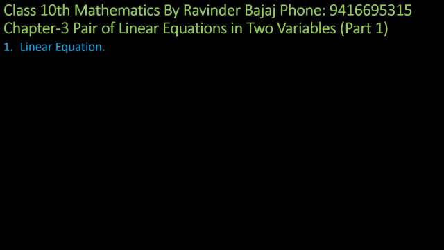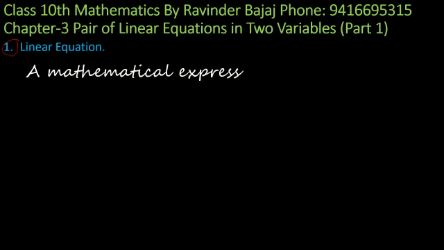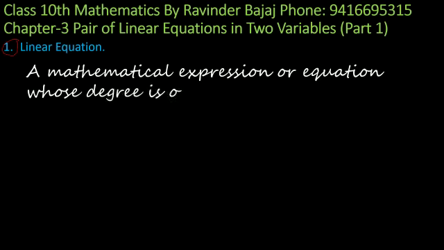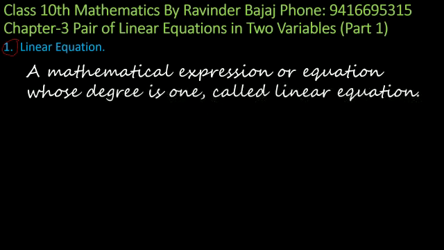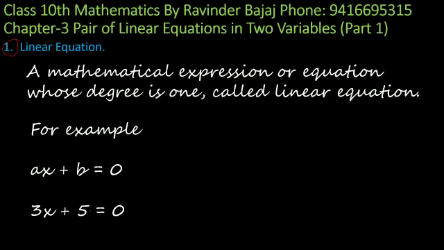The first point is linear equation. Just now I told you a linear equation is a mathematical expression or equation whose degree is 1. It is called a linear equation. For example, ax plus b is equal to 0. Here x is the variable and a, b are coefficients, you can say real numbers. One more example is 3x plus 5. Here 3 and 5 are real numbers and x is a variable. So this is a linear equation in one variable.